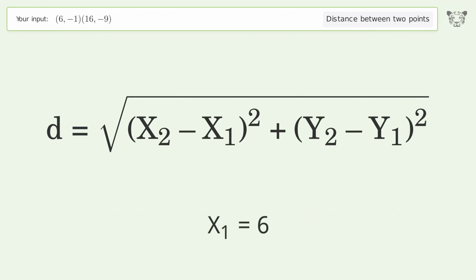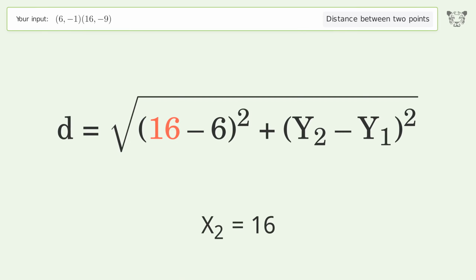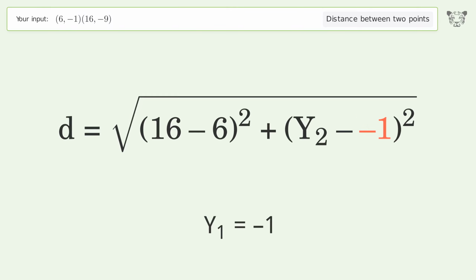x1 equals 6. x2 equals 16. y1 equals -1. y2 equals -9.